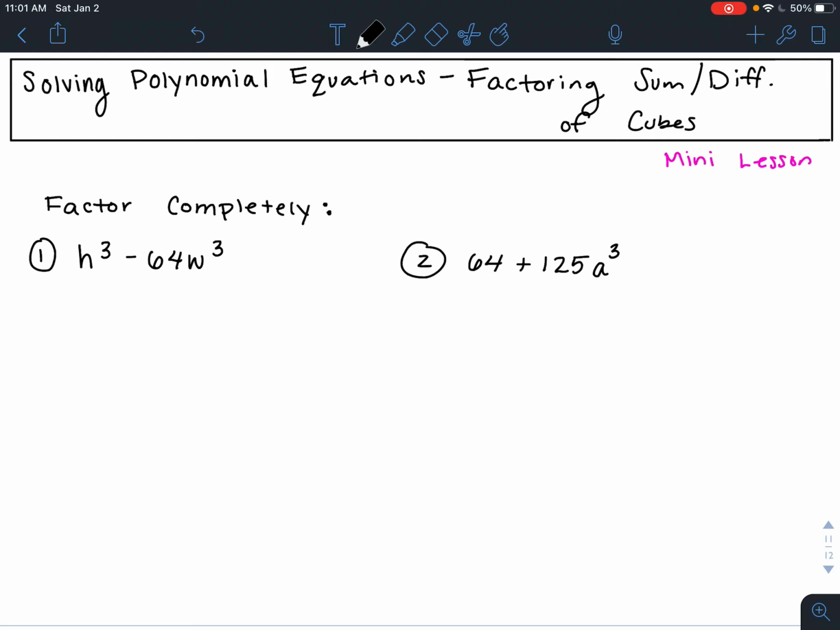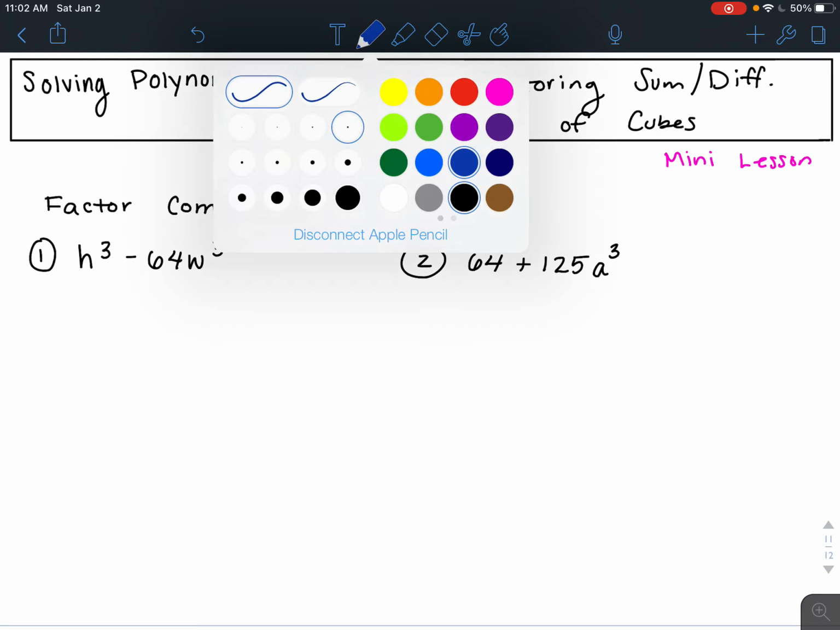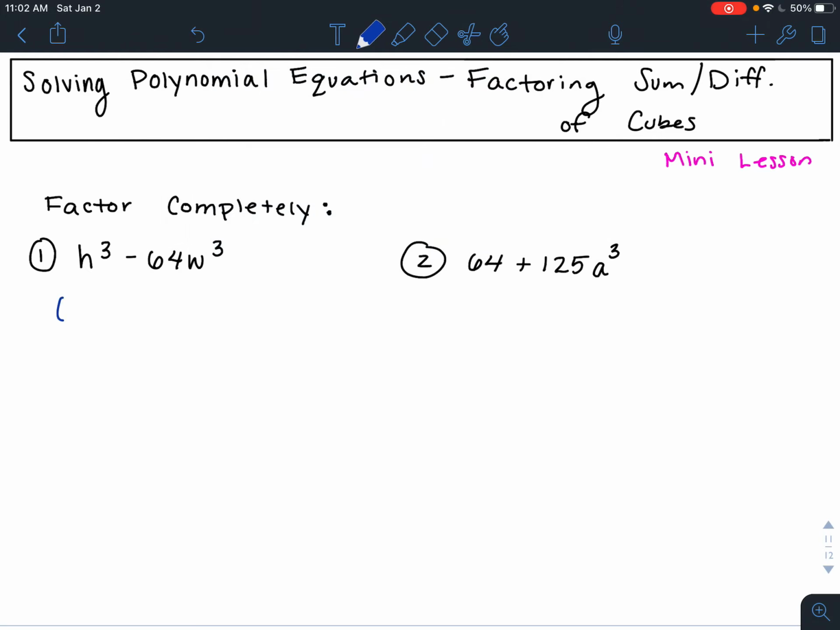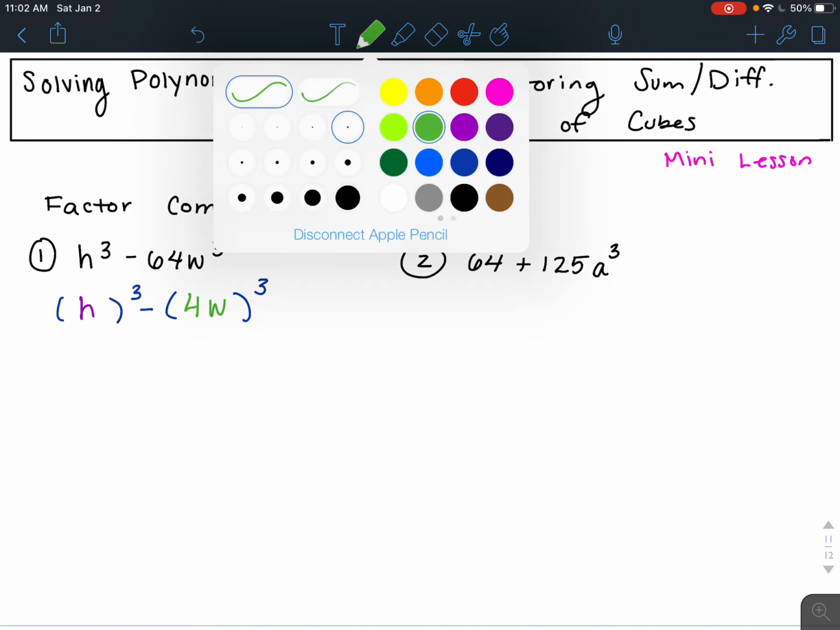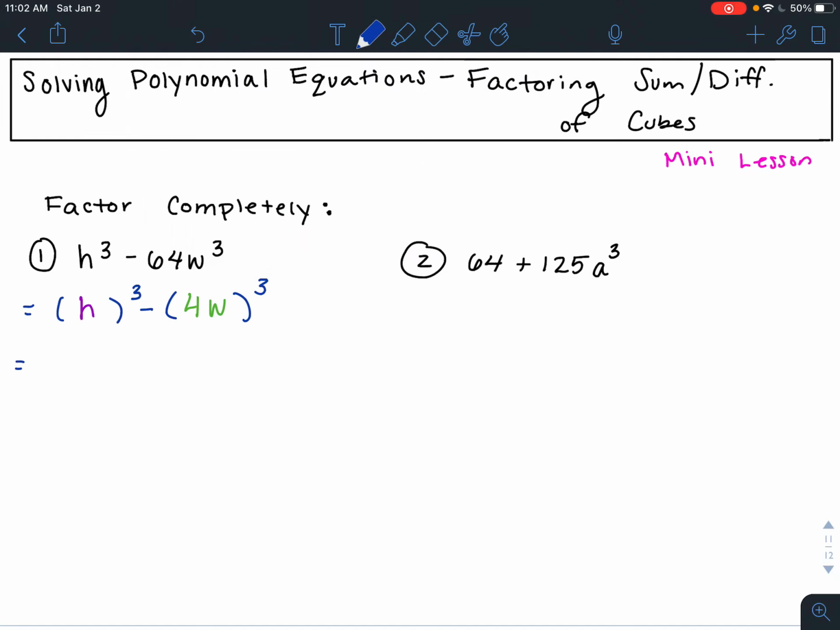The first one that we're going to factor completely is h cubed minus 64w cubed. The way I like to do these is I'm going to set up this little template here. You want to first break down each component of the binomial so that it's written as something being cubed. If you worked backwards, what number would you have to raise to the third power to get back the original problem? Well, h cubed is just h all cubed. And then 64 is really 4 cubed. And to get w cubed back, I would have to cube w. So I'm going to fill in those two blanks there.